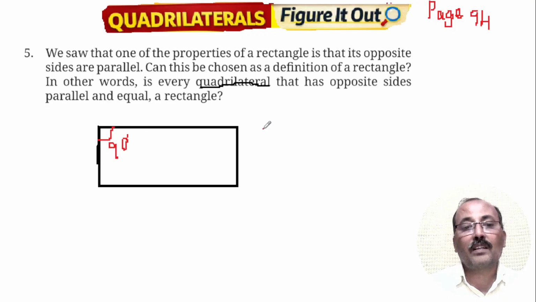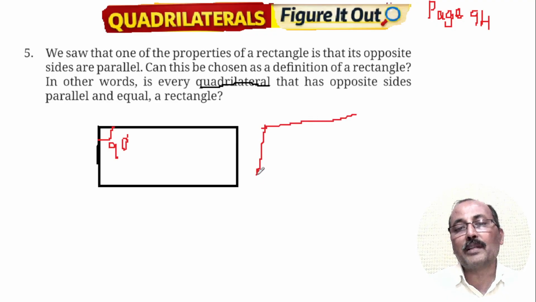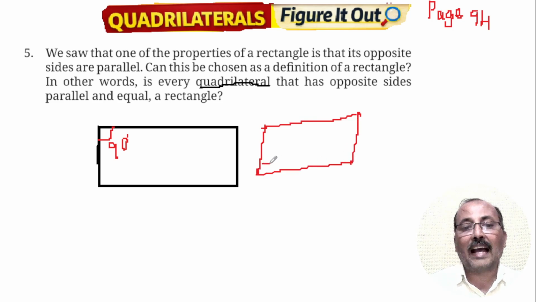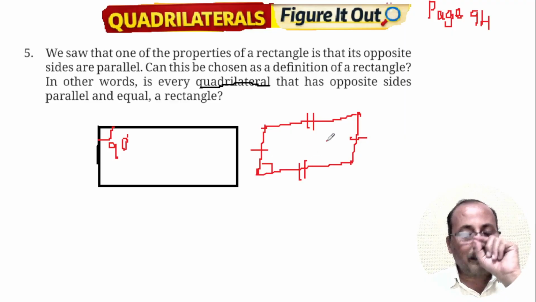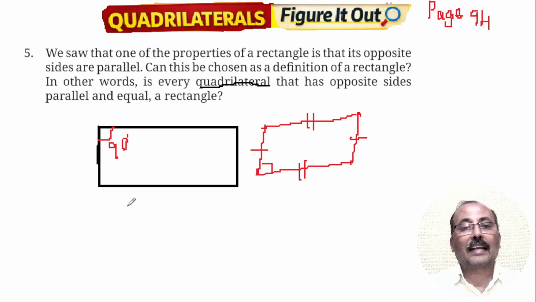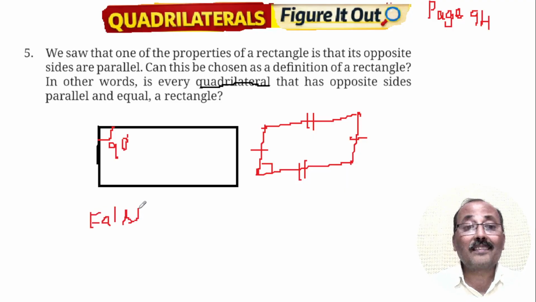Then what about this one? It can be this one also. If a little bend is there, it will become a parallelogram. This one angle is not 90. Here also opposite sides are equal and parallel. These opposite sides are parallel and equal. It is a parallelogram, not a rectangle. Therefore, it is false. Likewise, thousands of questions they can frame.